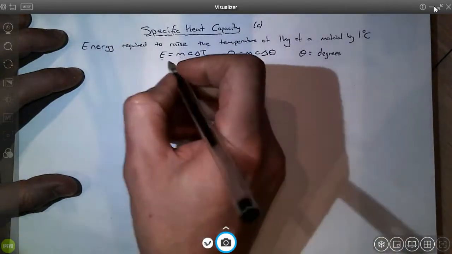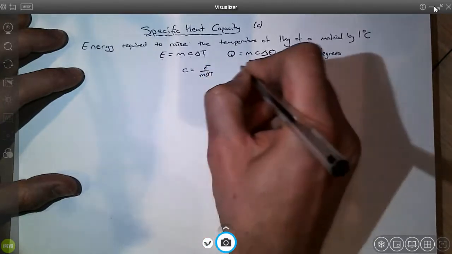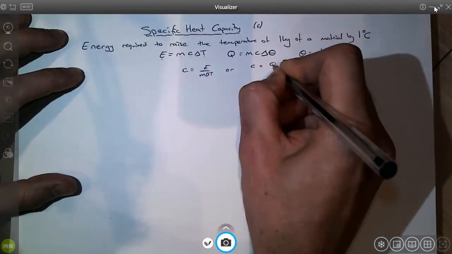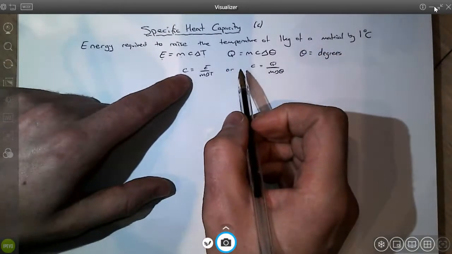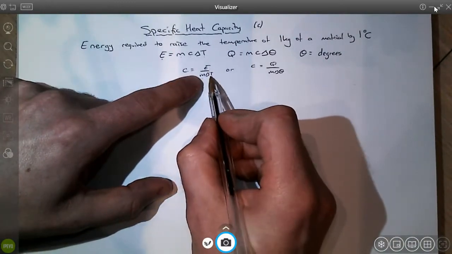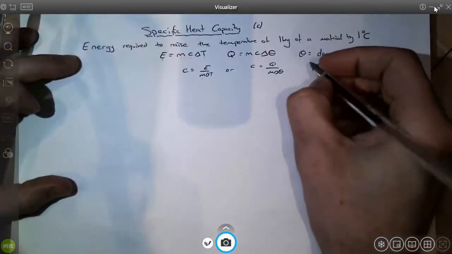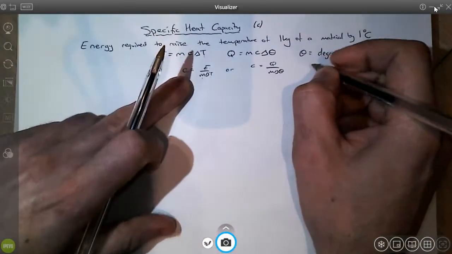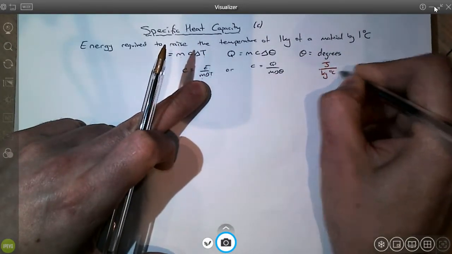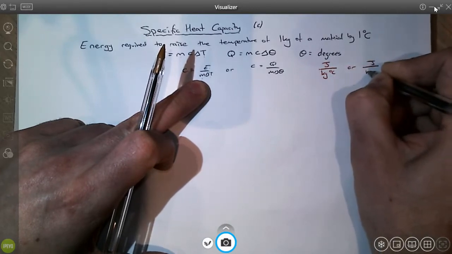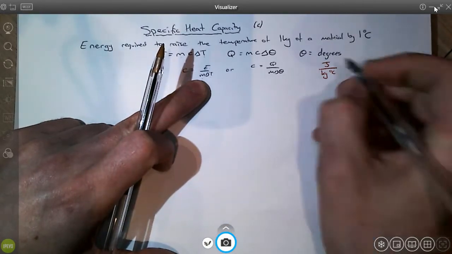And then if we rearrange this for heat capacity, C equals E over m delta T, or C equals Q over m delta theta. So this leads us to our definition of heat capacity. It's the energy per kilogram per degree. In units, and I would encourage you to emphasize this with students, it's joules per kilogram per degree Celsius, or joules per kilogram per degree Kelvin, if you've talked about Kelvin and the Kelvin scale of temperature.